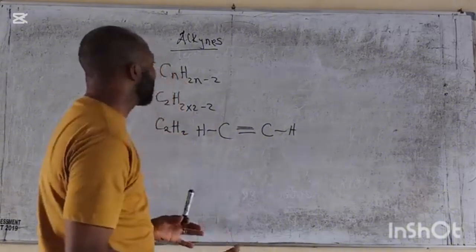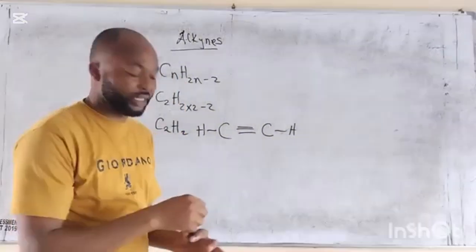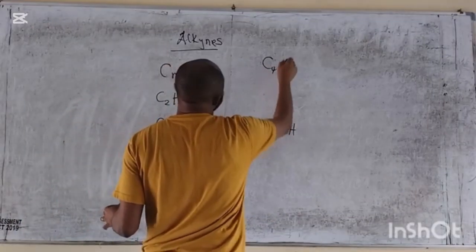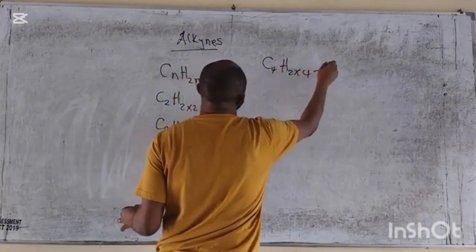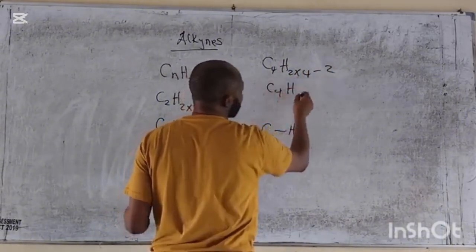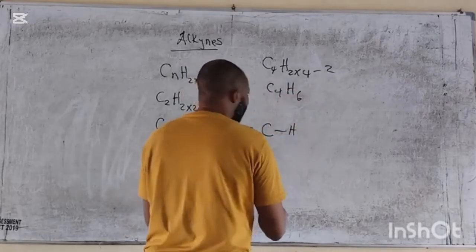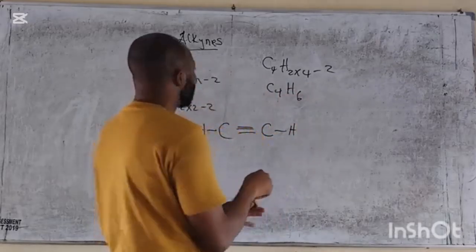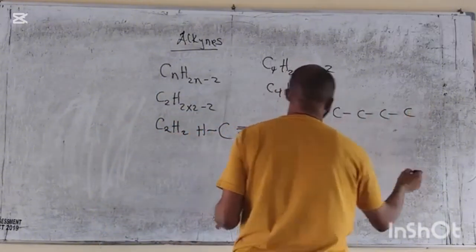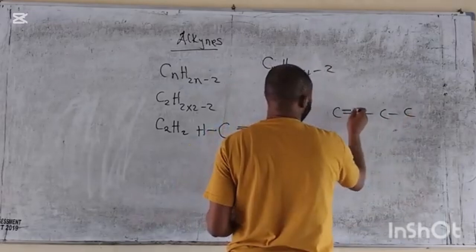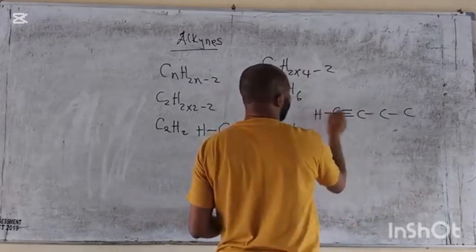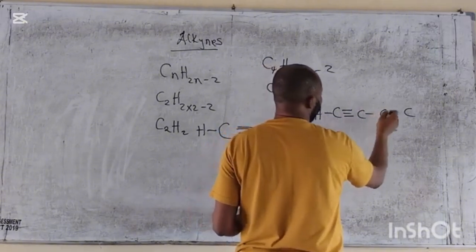So if we take another member, let's say butyne. Butyne means 4. So I have C4, H2 times 4 minus 2. C4, H8 minus 2 gives me 6. So let's see what the structure is going to be. So I have my carbons 1, 2, 3, 4. The triple bond can be anywhere, but let's take it to be in the terminal carbon. So we put our hydrogen. This is one of them. 1, 2, 3, 4. This is complete.